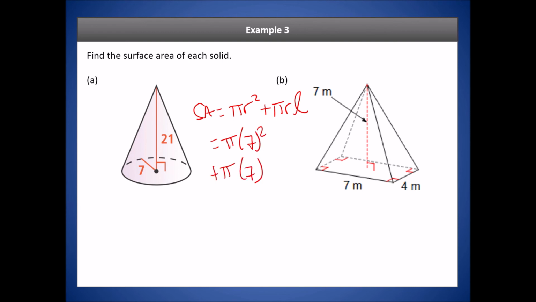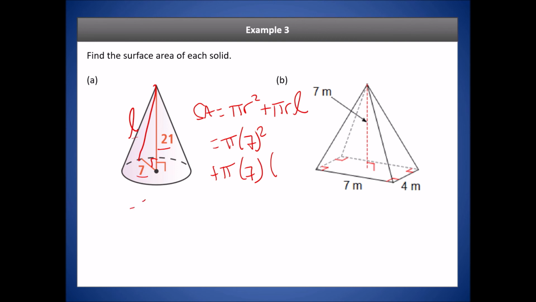And we got 7 for the radius again. And then we need L. So L is the slant height. So I need to do a Pythagorean theorem in order to get the slant height. So we got a right angle here, and we need to find L. So the L is the hypotenuse here. So we got a squared plus b squared equals L squared.